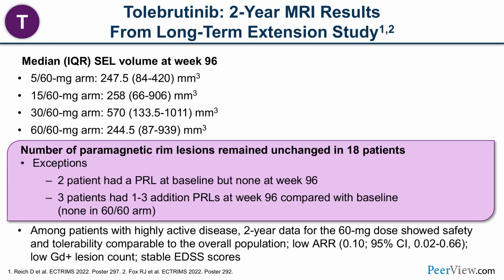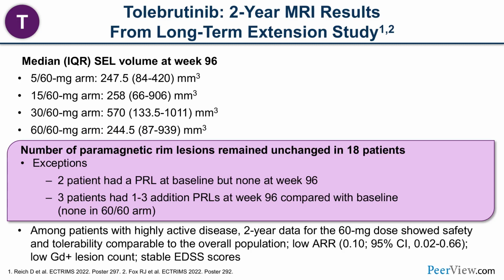When we looked at paramagnetic rim lesions, which is a method using iron-sensitive sequences to detect chronic lesions that have a rim of activated microglia around it, there wasn't very much change, and this was actually only evaluated in a subset of patients. However, there were a few things. 2 patients who had PRLs at baseline did not have any at week 96, and then 3 patients had 1 to 3 additional PRLs at week 96 compared with baseline. So not a huge amount of change, but as you can see over this time period, there is still some detectable change, and reassuringly, none of the new PRLs developed in people who were on the highest dose of Tolebrutinib, which again is the dose that is being used in phase 3 clinical trials.